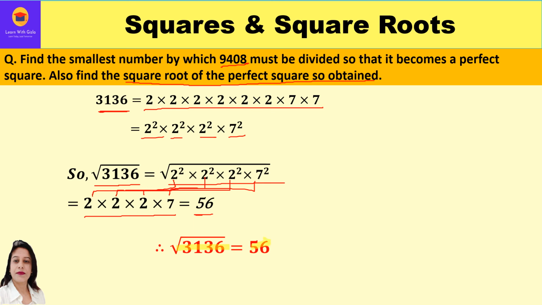So this is how we have solved this case where we had to find the smallest number by which 9408 must be divided so as to get a perfect square number, and also find the square root of the perfect square number which we have obtained. So that number was 3, and when we divided 9408 by 3 we got 3136. And further, to find the square root of this number, we write all the factors, then pair them, then take out one factor from each pair and find its product. And this product is going to be the square root of this perfect square number, that is 3136.